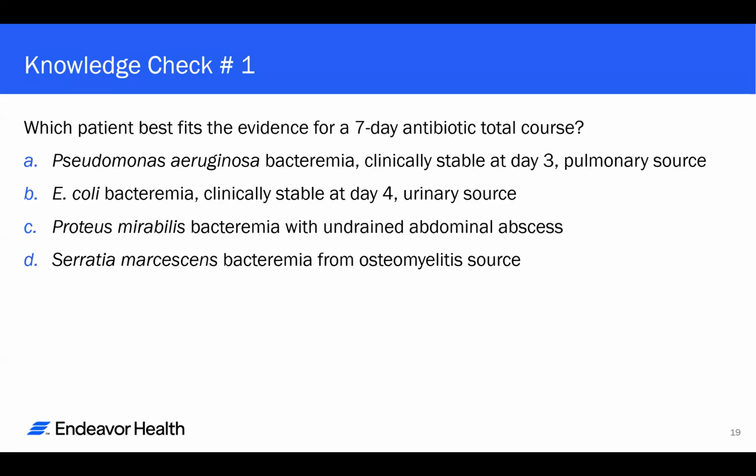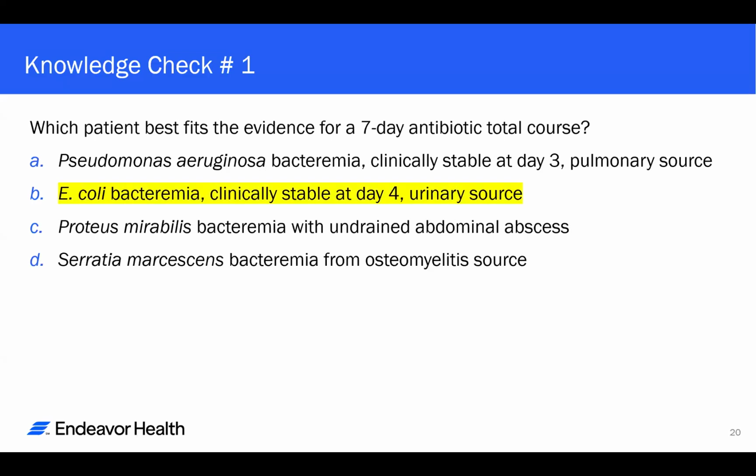I would argue that we have mounting evidence that we can probably get to that as well for A, but I think we have the most evidence for B at this point. So the E. coli bacteremia from a urinary source. But I think you're right. We're probably on the continuum where those low-risk patients with Pseudomonas pulmonary source, we may be able to do that as well. The undrained abscess and osteo, we still need longer-term course therapy there.